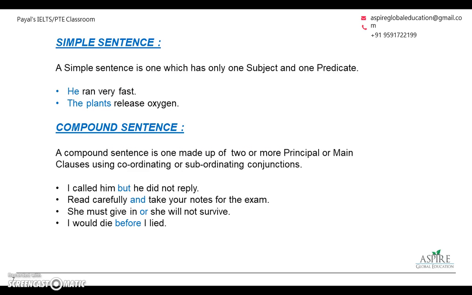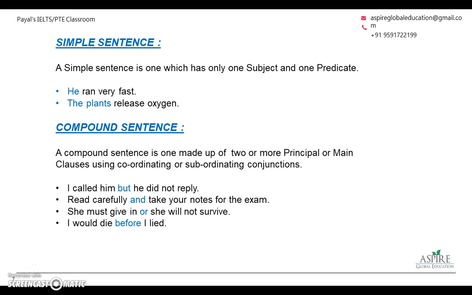Now, what is a simple sentence? It is the one which has only one subject and one predicate. He ran very fast. My subject is he and the rest is the predicate. The plants release oxygen. My subject is plants and the rest is the predicate.